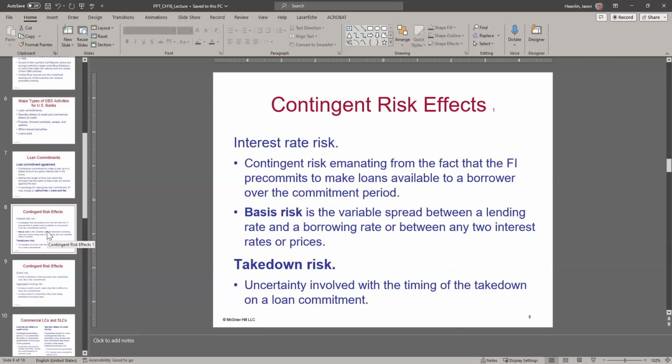There is basis risk as well. Is the variable spread between a lending rate and a borrowing rate, or between any two interest rates or prices. Takedown risk. Uncertainty involved with the timing of the takedown of a loan on a loan commitment. Bottom line, you enter in a loan commitment, you collect the fees, okay, great. But anything that changes moving forward, it is not on the balance sheet yet because it hasn't been executed yet, but it could go in your favor or against you.